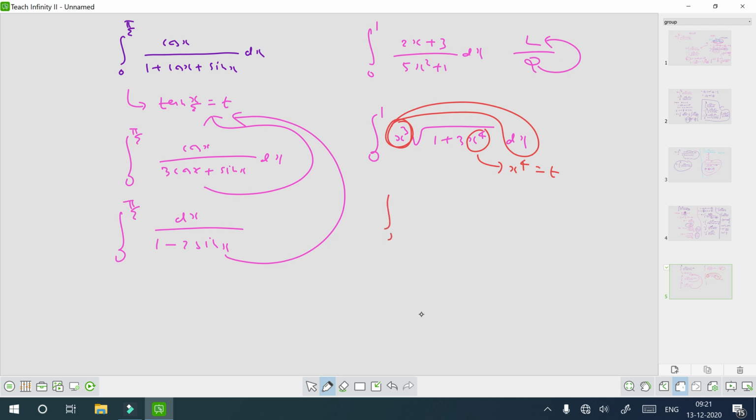Then 0 to 1 x under root of 1 minus x square over 1 plus x square dx. Now see here, in this example, what we have to see? We have to take x square is equal to cos 2 theta. Let us see the next page. 0 to 1 x under root 1 minus x square over 1 plus x square into dx.